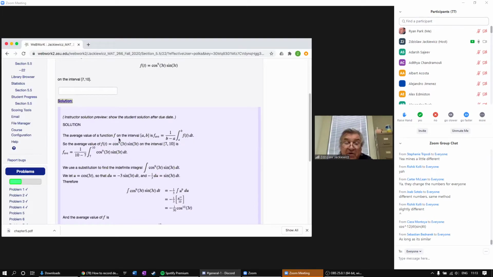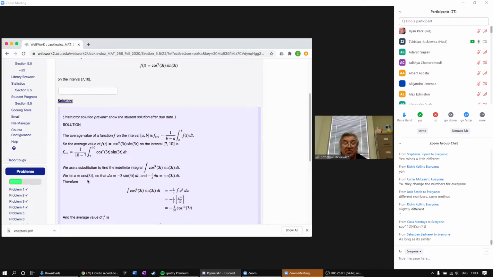The average value of a function f on the interval [a, b] is 1 over b minus a, integral from a to b, f of t dt. So the average value for this function is 1 over 10 minus 7, integral from 7 to 10 of cosine to the 9 of 3t, sine 3t.